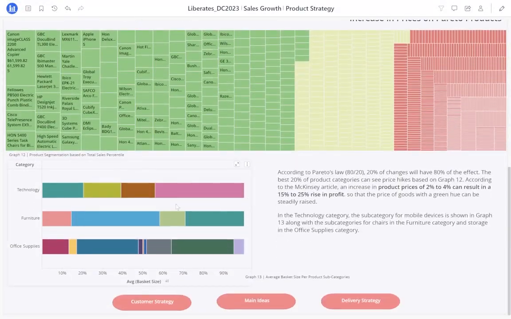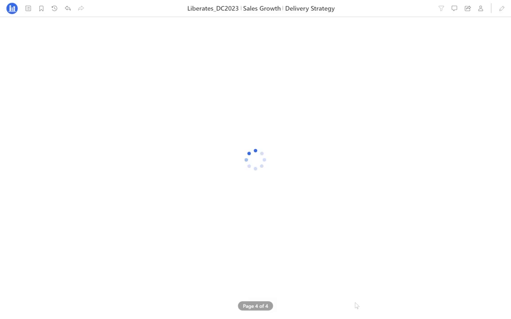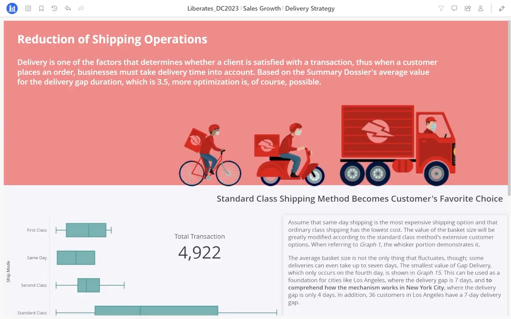Graph 13 shows potential product price increases in the technology category. There is the phones subcategory. The last is the shipping aspect. With this dossier, it will be shown how the distribution of shipping methods is used by customers, as well as the average basket size.